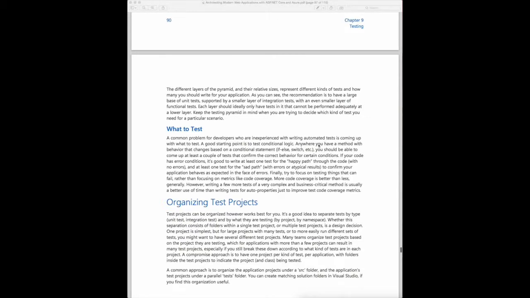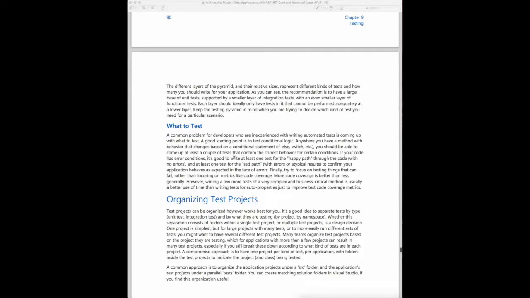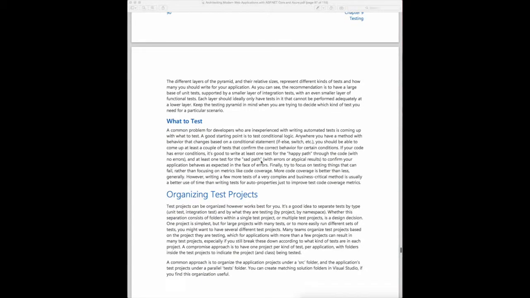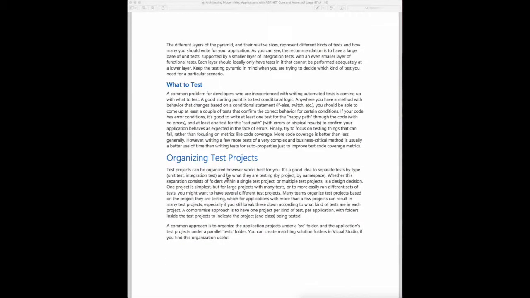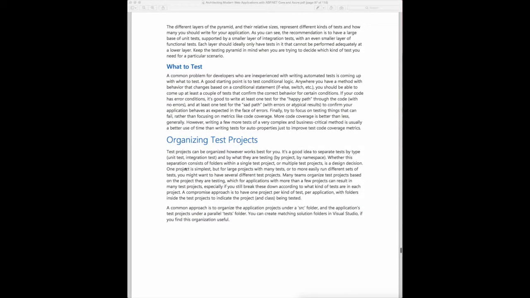They have given a very good recommendation on when you should test. So if you have a lot of if-else logic, you should be testing that if-else logic. And if you have a happy path, your code is testing for errors, so you should be testing all the errors in the application.